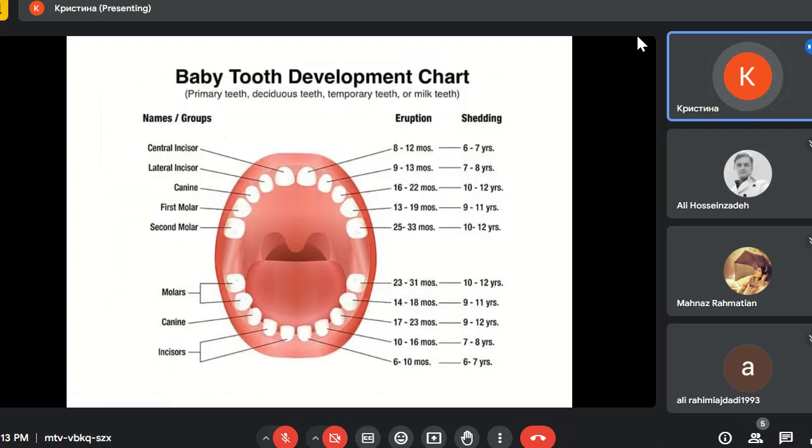And now here you can see the chart of the baby teeth. So this is the formula for the deciduous teeth, the temporary or milk teeth. They include 2 pairs of incisors in each jaw, canine teeth, 4 of them, and 2 molars in each side of the jaw. So 4 molars in each jaw, 8 molars overall.